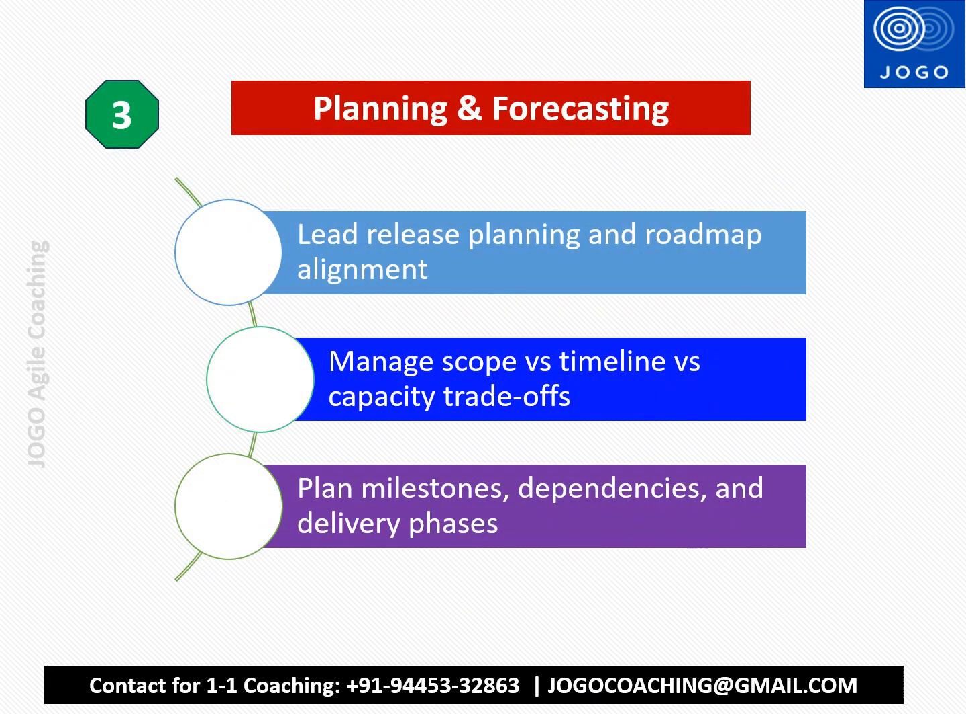The third area is planning and forecasting. Agile PM will lead the release planning activities and also map the roadmap along with the business expectations. Agile PM also will manage the scope, timeline and capacity trade-offs. So trade-off is discussing and putting something and removing something based on the situation. So in terms of scope, timeline and capacity, Agile PM will take more ownership.